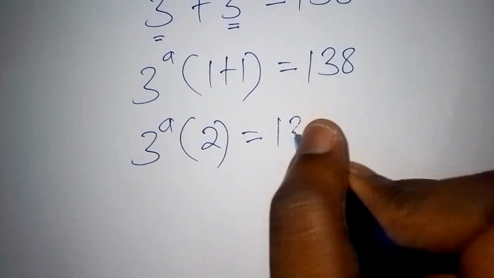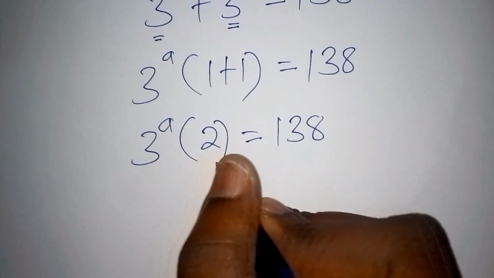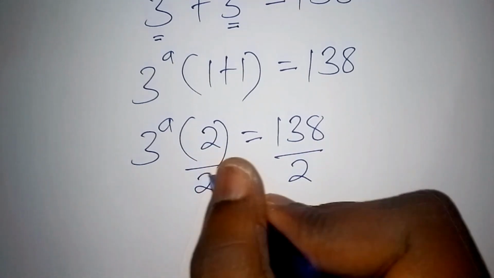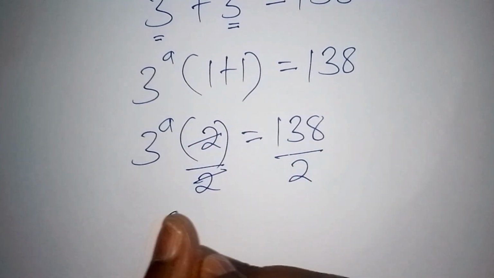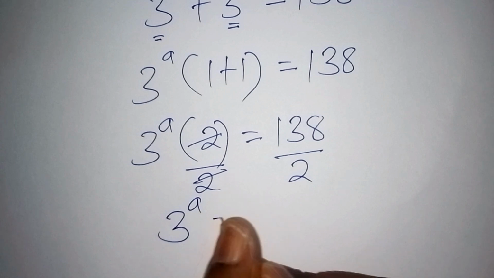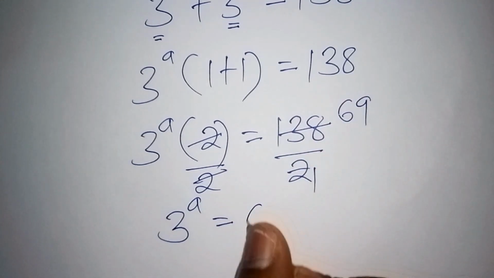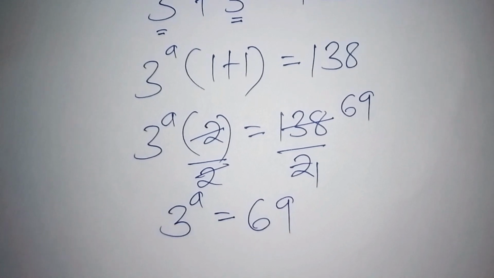is equals to 138. So the next one, we shall divide both sides by 2, since it is the number inside the bracket. So 2 by 2 shall cancel, so now we shall have 3 to the power of a is equals to 2 here once into 138, because there are 69 times. So it's equals to 69.